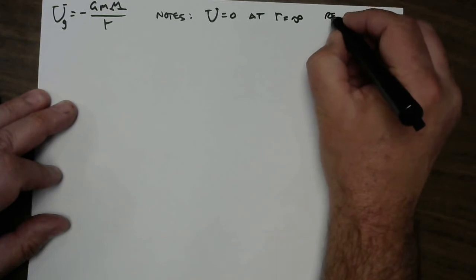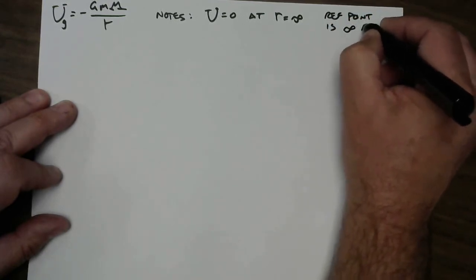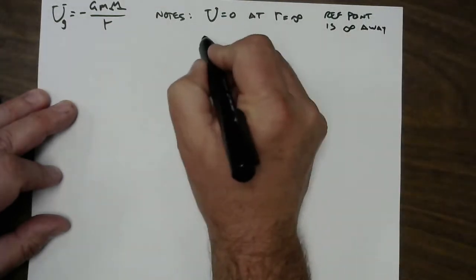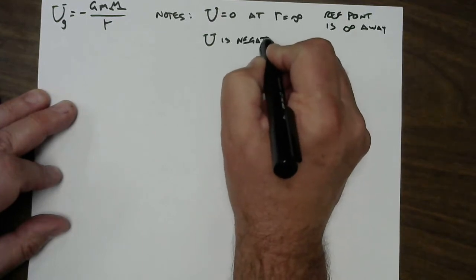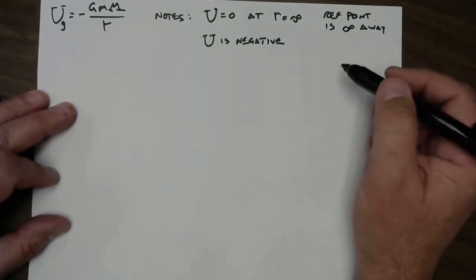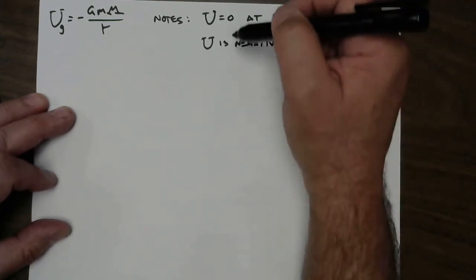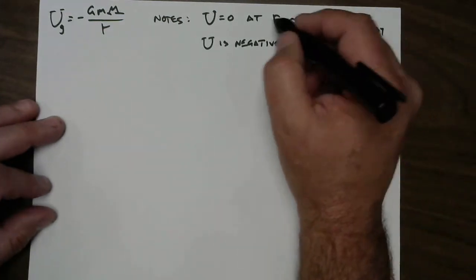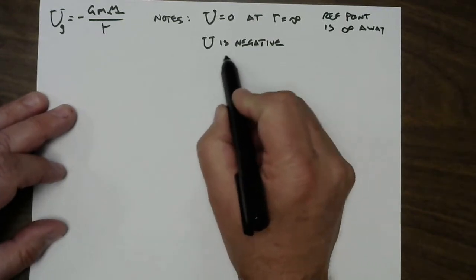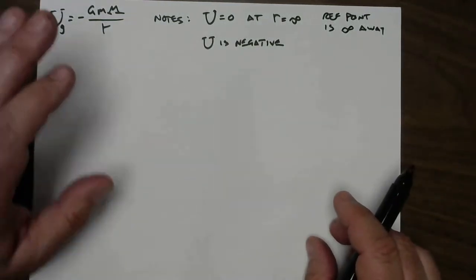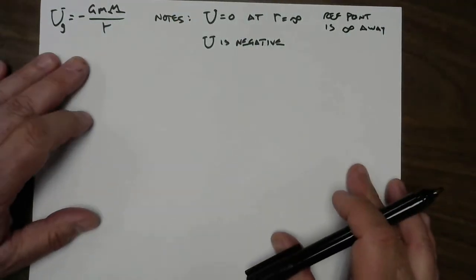That means that our reference point is infinity away from the Earth. Other notes, U is negative. You see, if you drop something near the Earth's surface, it has a high potential energy, then it drops down to a lower potential energy. It loses potential energy. But if you're starting infinitely far away at zero and you fall towards the Earth, you are losing potential energy. You're going into negative territory. All potential energies are negative. That's not a bad thing. It works just fine. If you subtract the potential energy at any 2 points, it still works out the same.